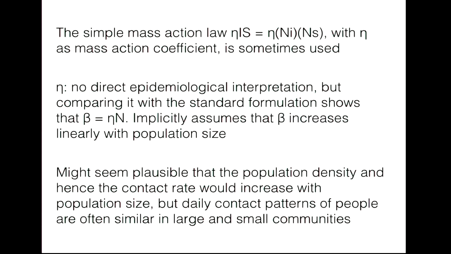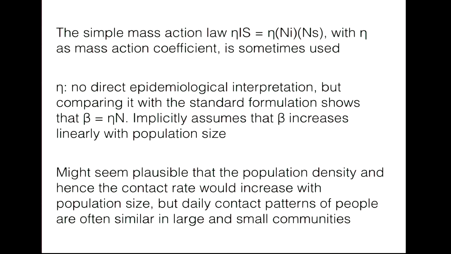the total number of I times the total number of S times some quantity called eta, with eta standing for the mass action coefficient. And this has no direct epidemiological interpretation, but if you compare it to the formulation that I showed you earlier, the standard incidence formula, it shows that beta is proportional to the total number N. So implicitly there is the assumption that the number of effective contacts must increase as you increase the population.